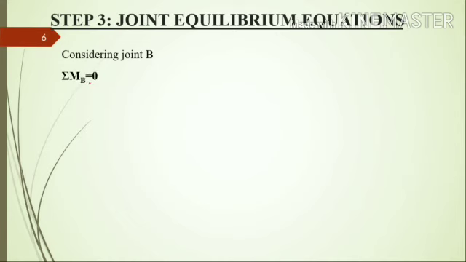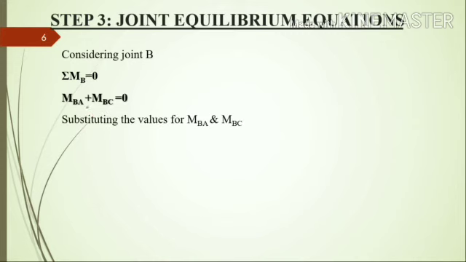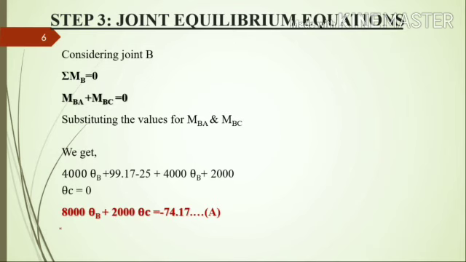Sigma MB equal to 0 means MBA plus MBC equal to 0, since there are two members on the joint B. Then substitute the values of MBA and MBC. We get 4000 theta B plus 99.17 minus 25 plus 4000 theta B plus 2000 theta C equal to 0. That is 8000 theta B plus 2000 theta C equal to minus 74.17.